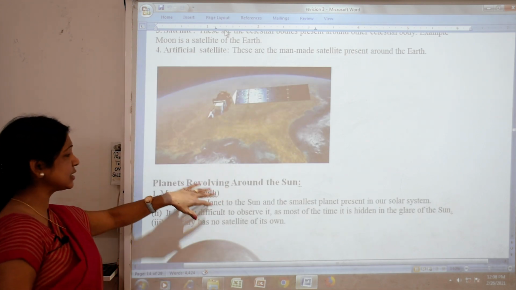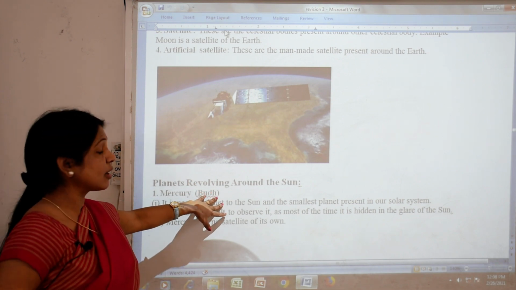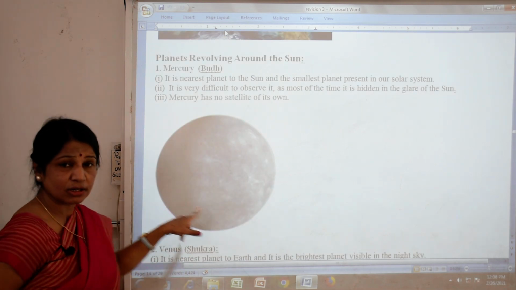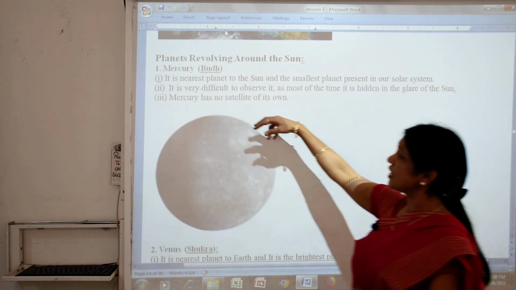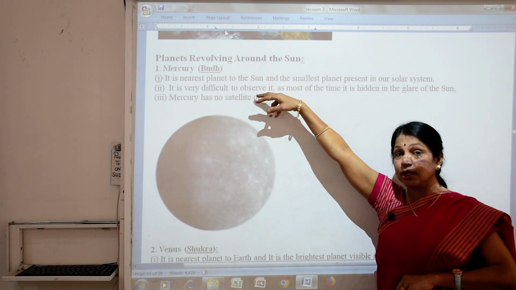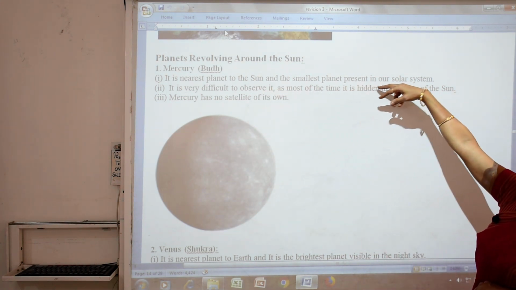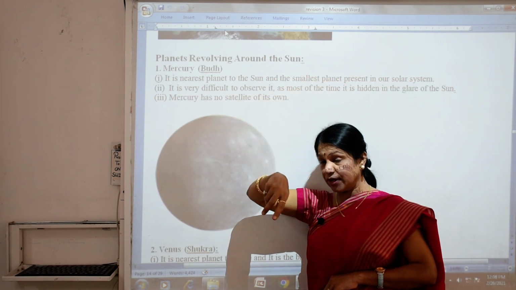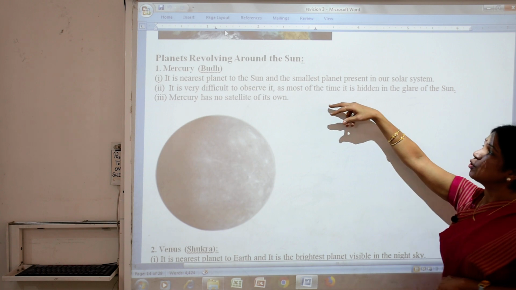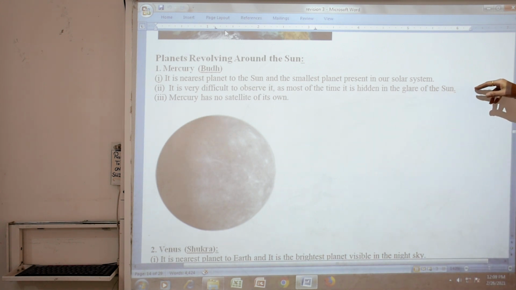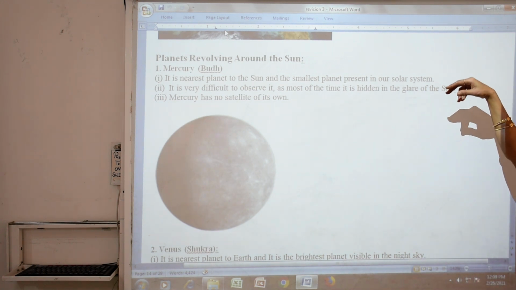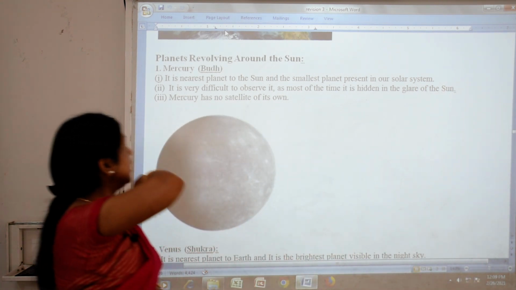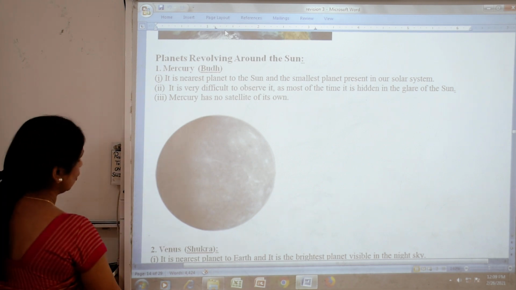Now further we are going to see the planets revolving around the sun. First see Mercury, it's called Budh. What is the specification? It is the nearest planet to the sun and the smallest planet in our solar system. It is very difficult to observe, as most of the time it is hidden in the glare of the sun. Mercury has no satellite of its own.